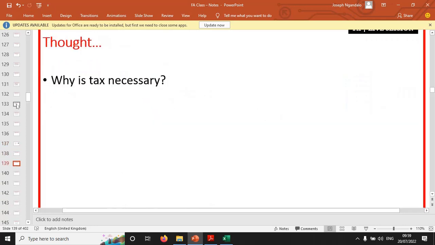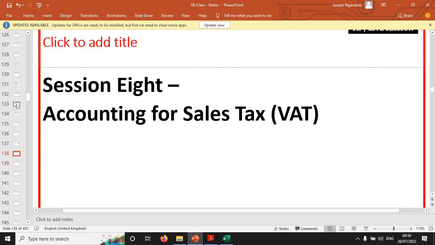What should be our expected next session? Accounting for tax. Yes, so please take note of that. It's called VAT in this country, right? Value added tax. Thank you very much. And we end there. Isn't it a good thing to end?